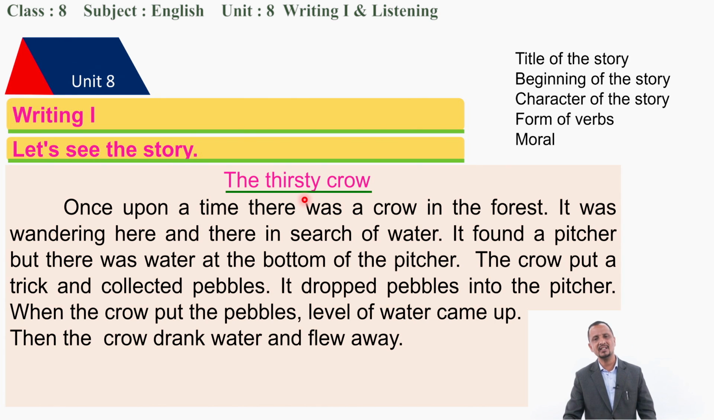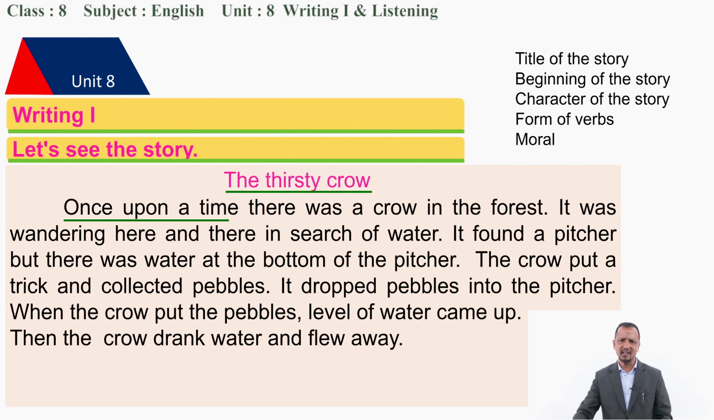Now, after that, dear student, the beginning of the story, how it started, how it began. What is here? Let's see here. Once upon a time. Yeah, once upon a time. In the same way, now, characters. What is the main character of the story? I think you have already guessed it. What is it? Yeah, crow. Yeah, very good. This one is the character.